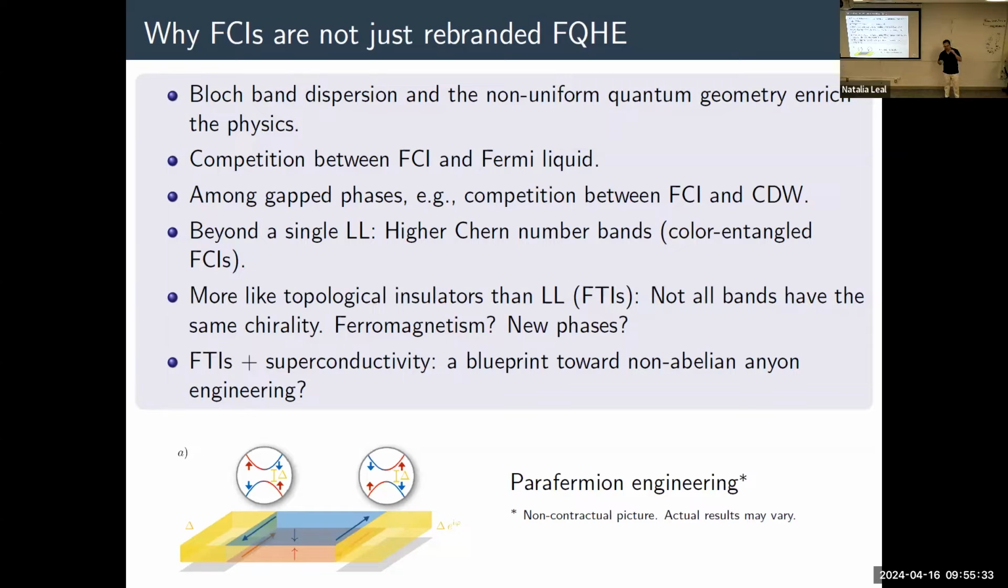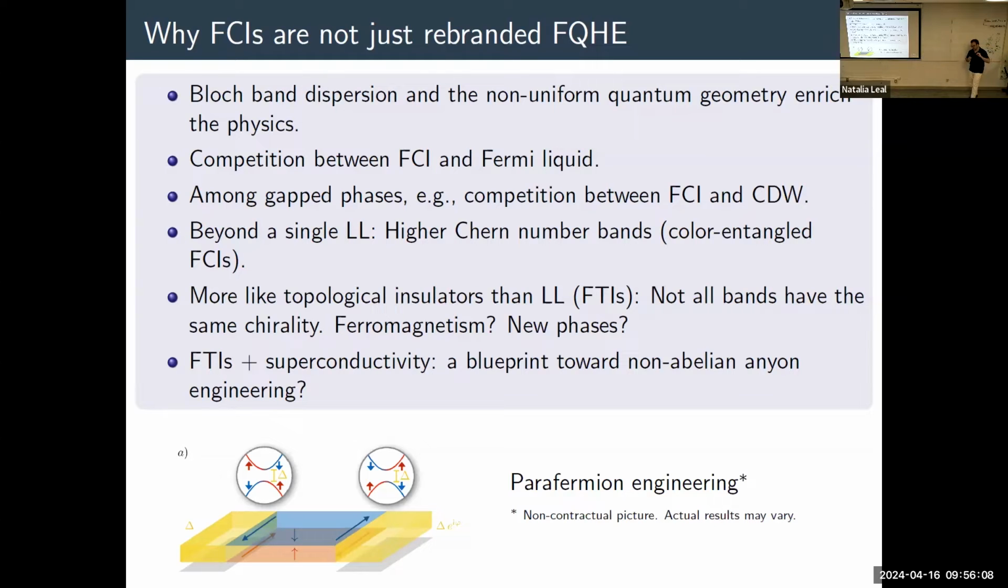In this system, even though we make the equivalence between the Chern band and the lowest Landau level, they don't naturally break the time-reversal symmetry. So the interaction will actually break the time-reversal symmetry, giving rise to a ferromagnetism. And this ferromagnetism does not appear all the time. So maybe a better way to phrase it is not really fractional Chern insulators, but more like fractional topological insulators.